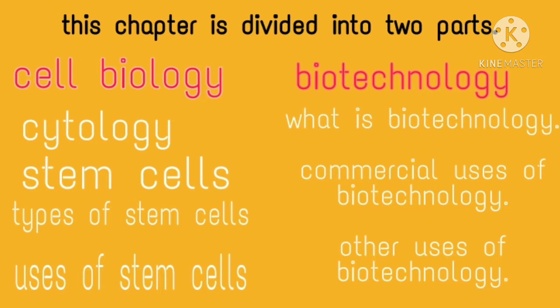In cell biology, we are going to see cytology. What is cytology? Stem cells, a very interesting concept, then types of stem cells and benefits or the uses of stem cells. And in biotechnology, we are going to see what is biotechnology, commercial uses of biotechnology and other uses of biotechnology. This chapter is divided in these two parts and one by one we will see the topics.